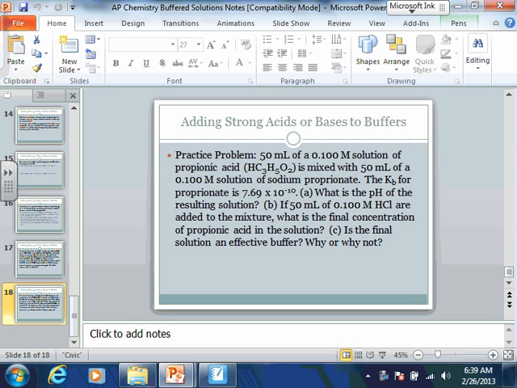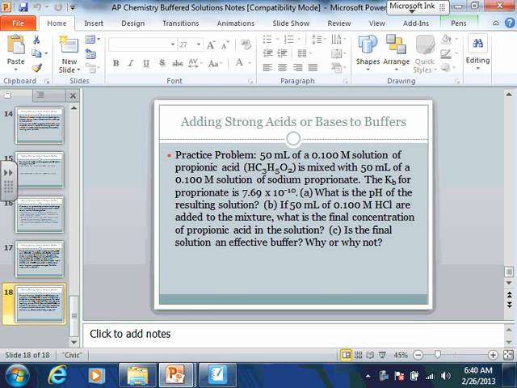The only difference on this one is that you have to be careful with your volume measurements, and they will do this to you sometimes on the AP exam, where they give you, we're adding 50 milliliters of this with 50 milliliters of this, and then we dump in 50 milliliters of this. The thing you have to watch out for there is that changes your volume, which also changes what? Your concentration. That's one extra thing you have to watch out for on these. So what we're doing in this one is we are mixing the propionic acid, I'm not sure how you pronounce it, with the sodium propionate, and they want to know the pH of that solution.